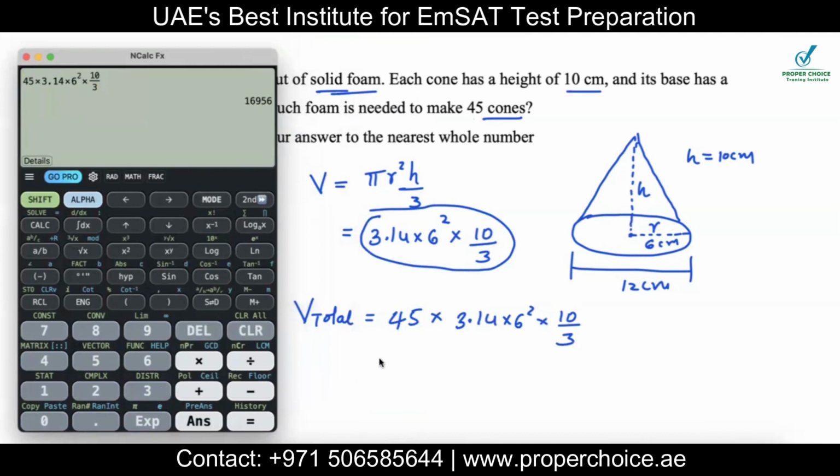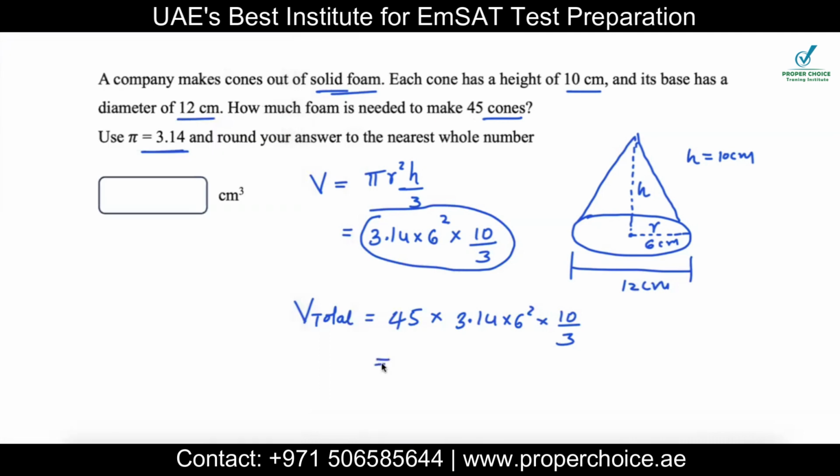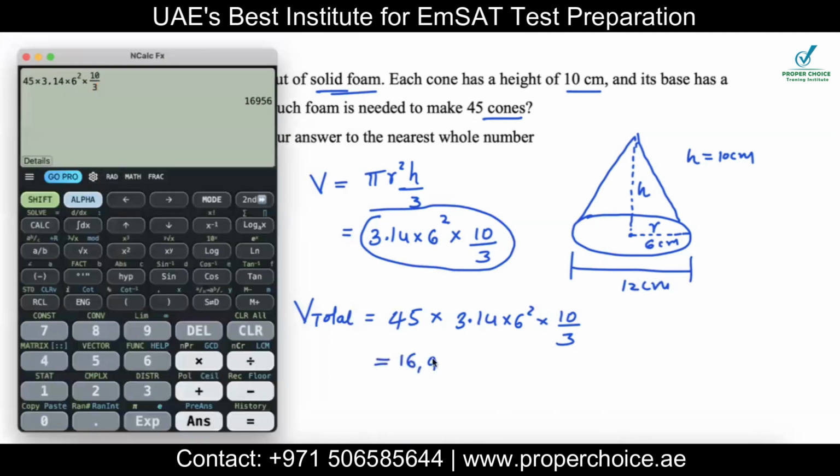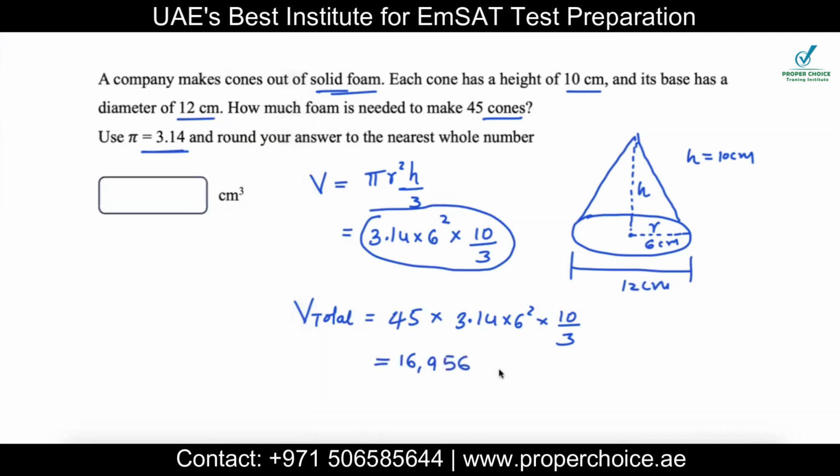I'm getting 16,956. So the total amount of solid foam needed is 16,956 centimeter cube, because volume is measured in terms of centimeter cube. So I'll be using this as 16,956 centimeter cube is the right answer. They asked us to round it to the nearest whole number, and of course we got it as a complete number itself. So this is the answer.